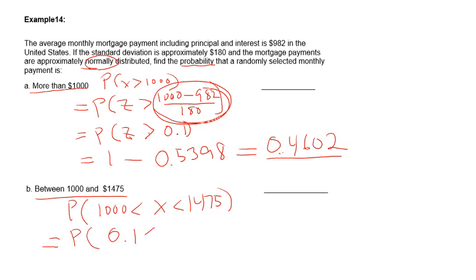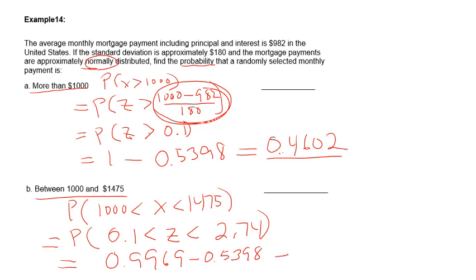Closing my parentheses a little bit too early. Z. And for 1475, when you do the math, you're going to get 2.74. You look these two numbers up in the table, and it's going to be 0.9969 minus 0.5398. Doing the math, you get 0.4571. And so there's the probability of being between the two.